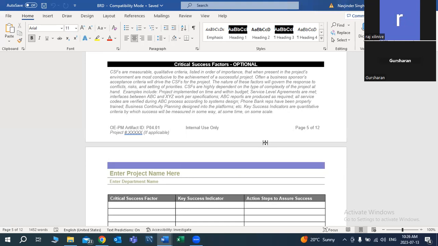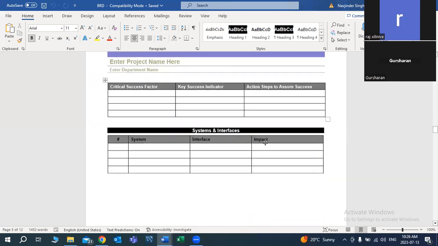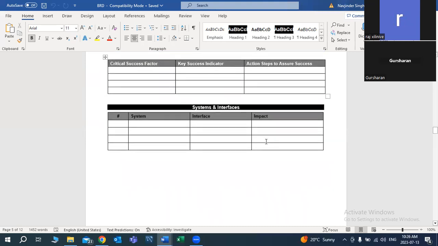In order to reach that critical success factor, what are all the steps we want to ensure to make it successful is what you have to mention over here. Clear to you? Next, systems and interfaces, that I will be explaining when I'm explaining about SRS, later.